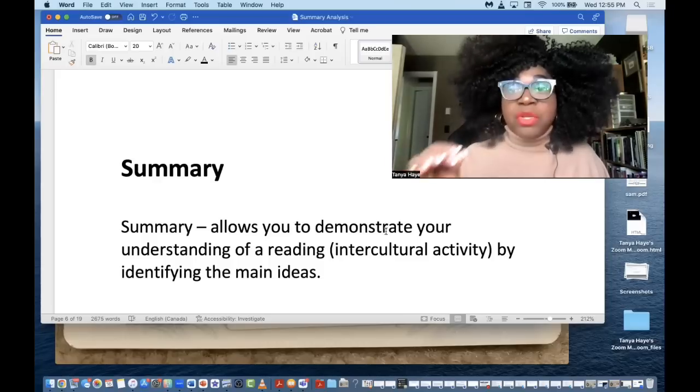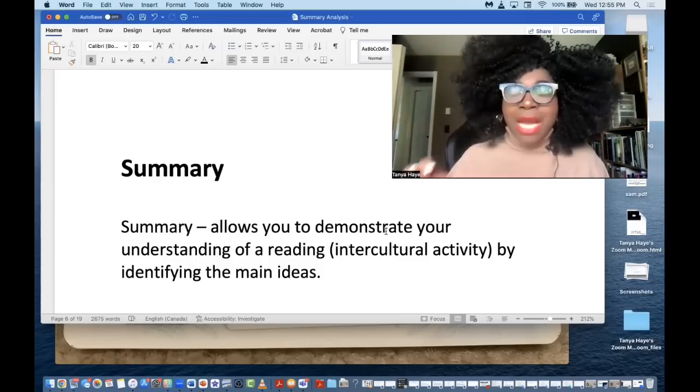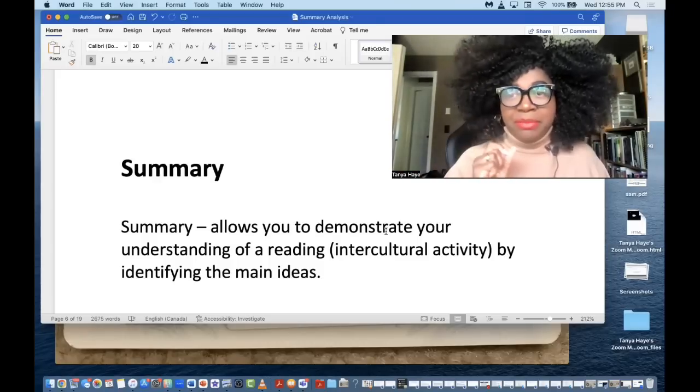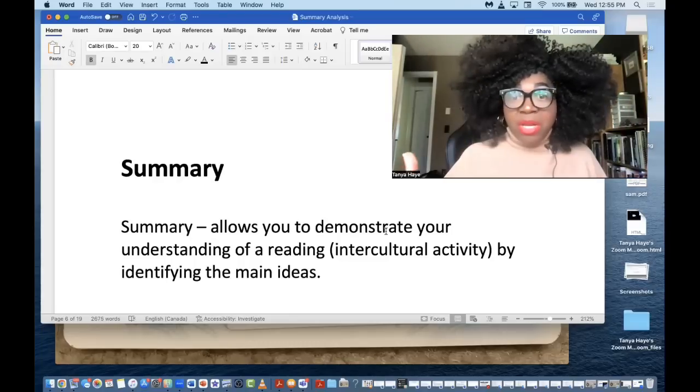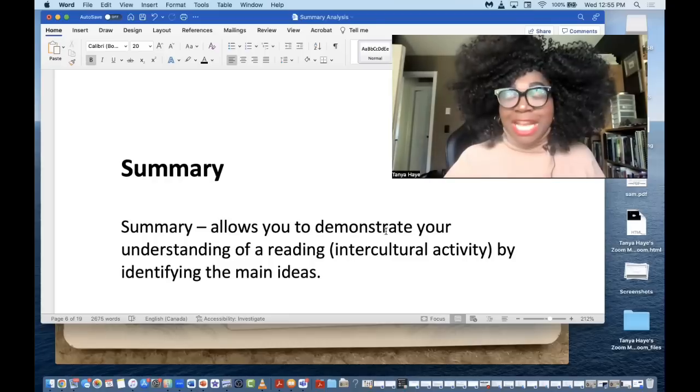Now, once you have done your introduction, it's now time to do your summary. Because introduction, then summary. Now, the summary is going to allow you an opportunity to demonstrate your understanding.